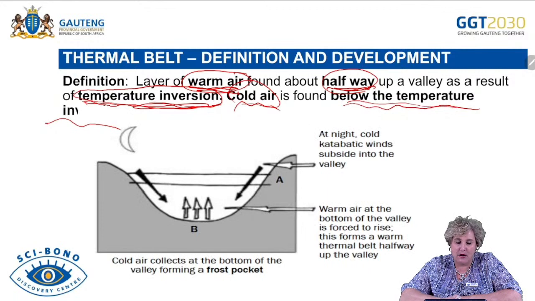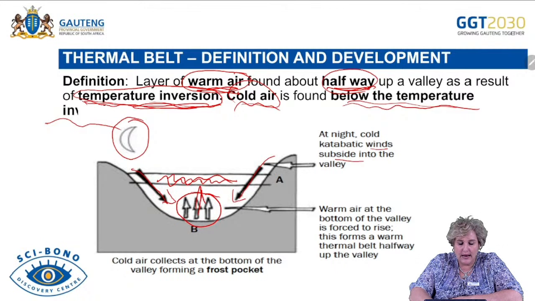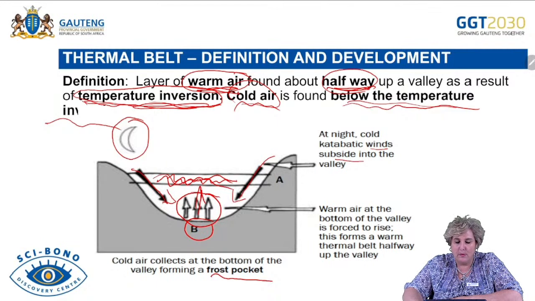Okay, let's see. There's my valley. Very important. It's night. That's my symbol. And how do I know it's night? Then at night, my cold katabatic winds subside into the valley. There's my cold air at night. The warmer air at the bottom of the valley is forced to rise. There is my warmer air that's forced to rise. And this forms a warm thermal belt halfway up the valley. And there is the thermal belt. This cold air collects at the bottom of the valley here to form a frost pocket, which we will see later on. Okay, so this area here is the thermal belt.